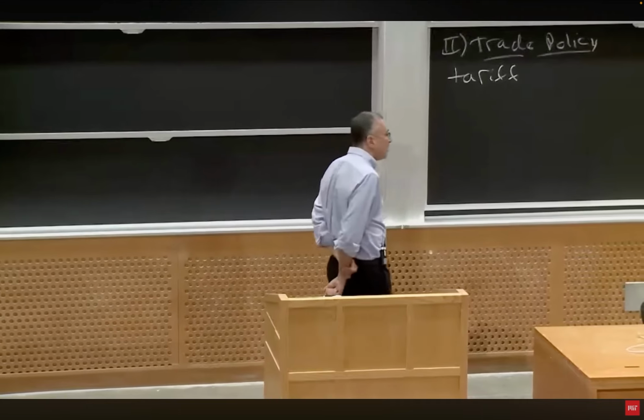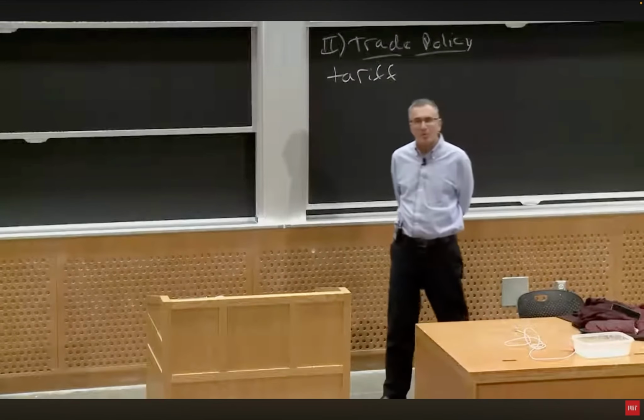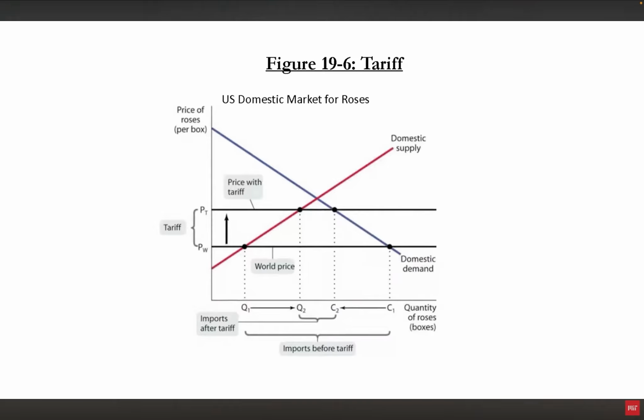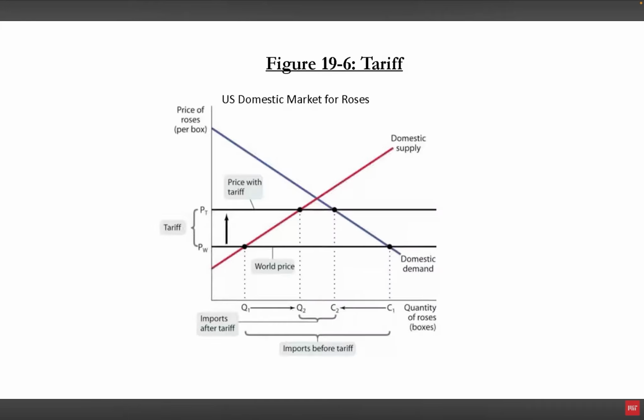Let's imagine a tariff, but it's not quite as big as the difference between the world price and the US price. So the tariff is now of an amount that raises the price from PW to PT. We put in a tariff, but it's not enough to wipe out Colombia's advantage. It just reduces Colombia's advantage. And why is that a shift up of the line? Because essentially what we've done is we've made the imported roses more expensive. So that raises the price those imported roses face. So we move now to PT, okay?